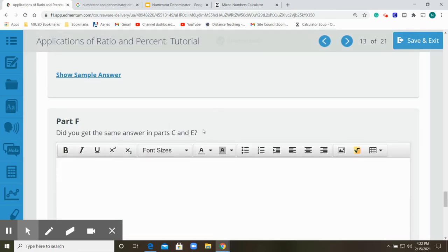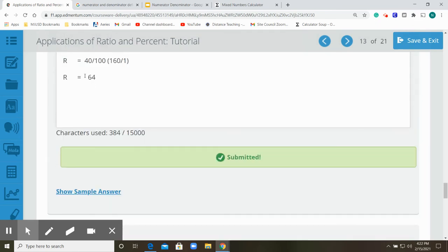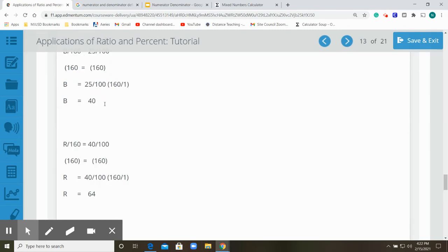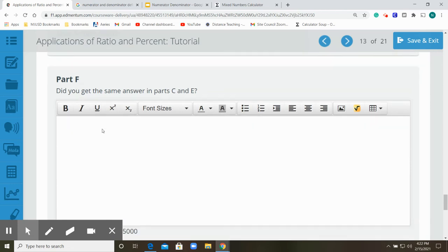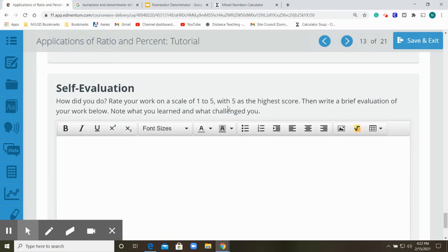Part F, did you get the same answer? Yes, we did. Red is 64, blue is 40, and white is 56. Self-evaluation, how did you do? What issues did you have?